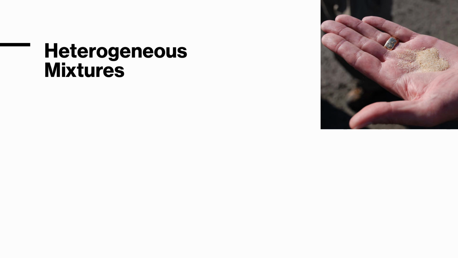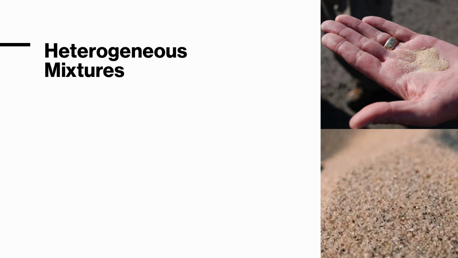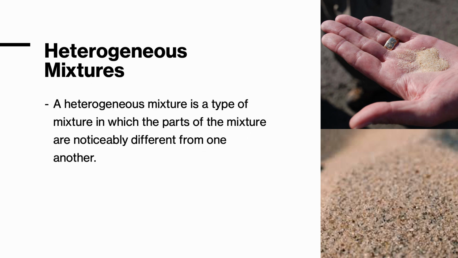If you look at a handful of sand, it appears to be of all the same material. But if you look closer at it, you can see that sand is not the same throughout. You can notice the grains have different sizes, some are light, some are dark. This is an example of a heterogeneous mixture. A heterogeneous mixture is a type of mixture in which the parts of the mixture are noticeably different from one another.